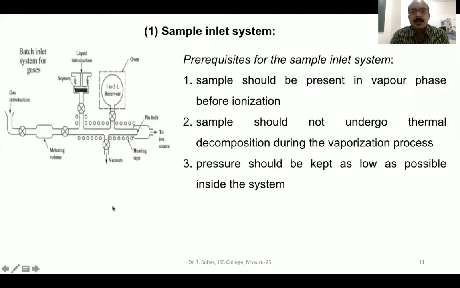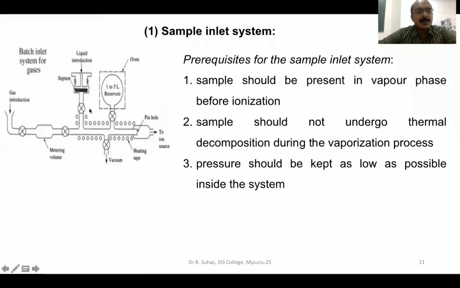We shall now study all the 5 components in detail. The first one is the sample inlet system. So this is how a sample inlet system will be. It is just a block diagram. Here the gas is introduced, and this is the place where we inject the liquid. If the sample is a liquid or a gas, it will be in a container, and we just transfer it from the container to the inlet system. If the sample is solid, it is just placed on the inlet tube directly by heating the probe tip.